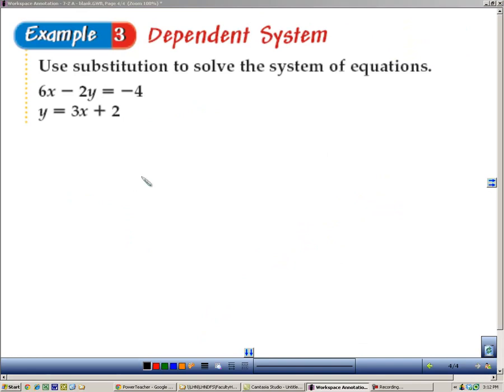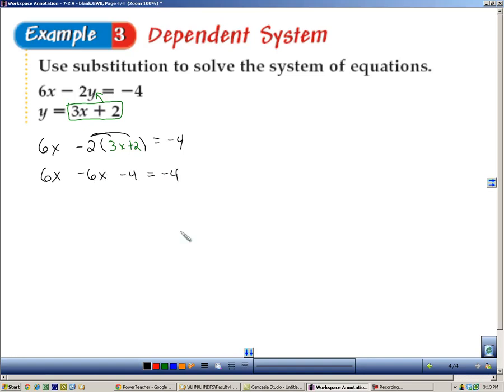Here's another example involving substitution. I have a letter that's isolated, which is good. So y equals all this stuff. So I'm going to take all this stuff and plug it in place of the y. So 6x minus 2 times, instead of y, I use 3x plus 2. There's my substitution step. That equals negative 4. So now the distributive property, 6x minus 4 equals negative 4.